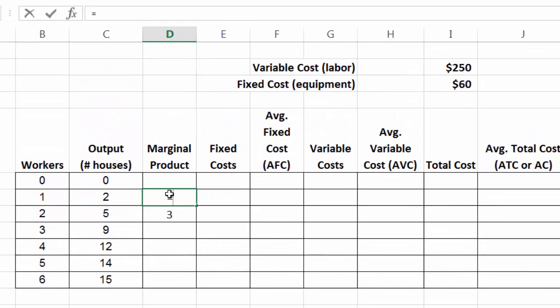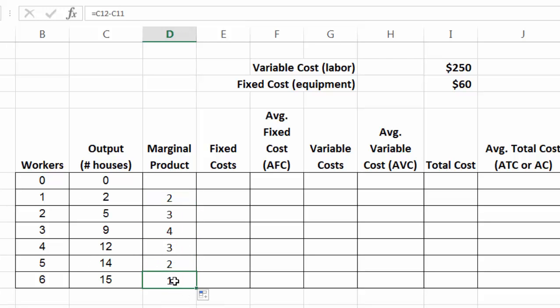And the formula is going to simply be equals the output level at that number of inputs, that number of workers, minus the previous output level. Okay. And if I don't lock these cell references, as I drag this formula down, it'll slide those cell references down.